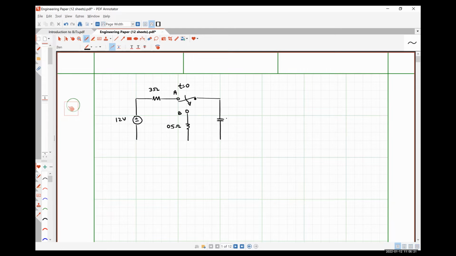And then we have a 0.25 farad capacitor over which a voltage drop of Vc of t occurs and a current of Ic of t flows. And over here, we will have an inductor having a value of 2 henries over which a voltage drop VL of t occurs and a current IL of t flows. And then we have a 1 ohm resistor like so.